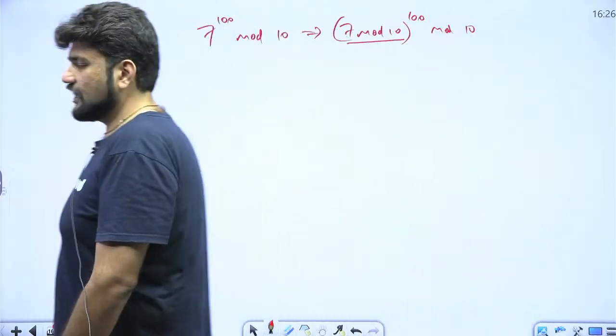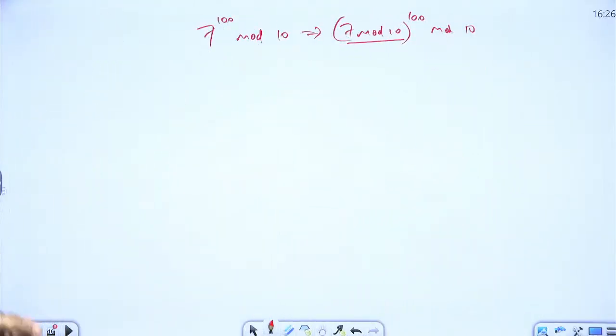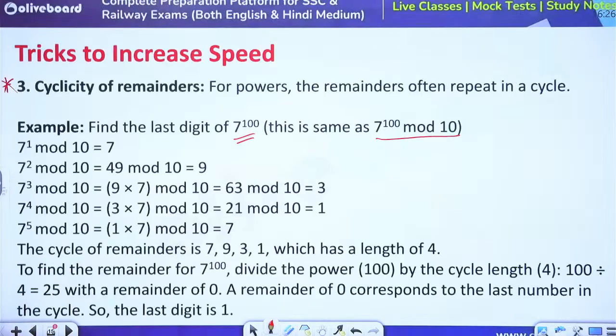So what do you do? You check the cyclicity of remainders. You will check that 7 power 1 mod 10 is 7, 7 power 2 mod 10 is 9, 7 power 3 mod 10 is 3, 7 power 4 mod 10 is 1, and 7 power 5 mod 10 is again 7. So 7, 9, 3, 1. The cycle is repeating in the length of 4. Cycle of 4: 7, 9, 3, 1, 7, 9, 3, 1. These are the remainder sets repeating after every fourth remainder.